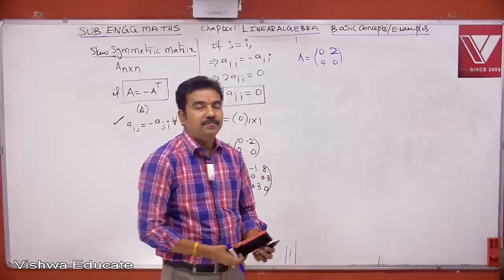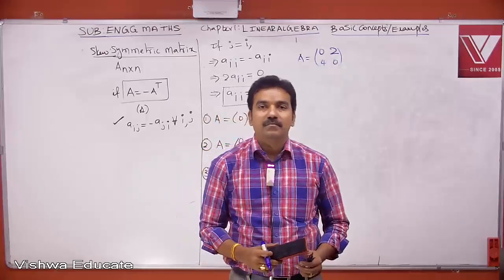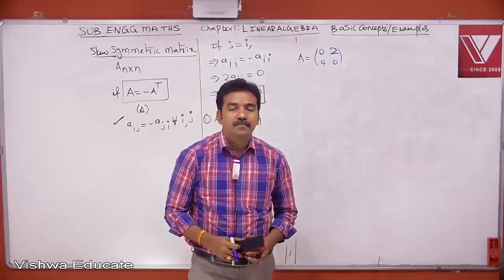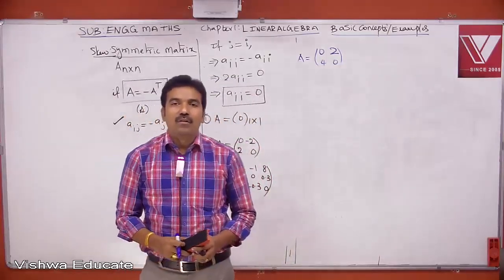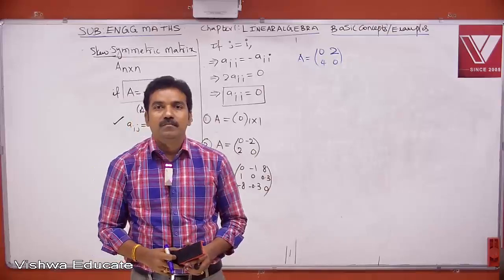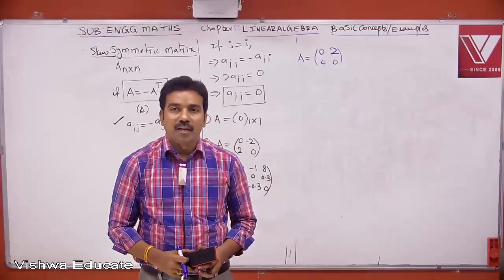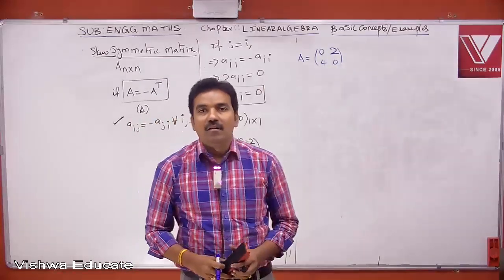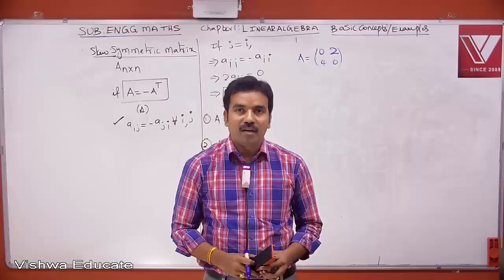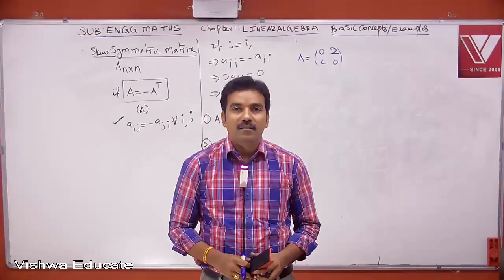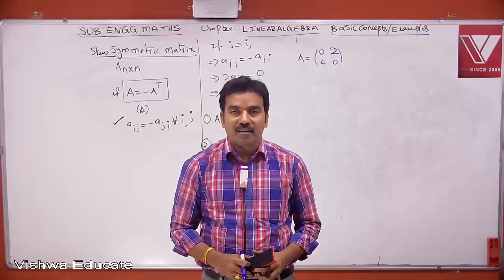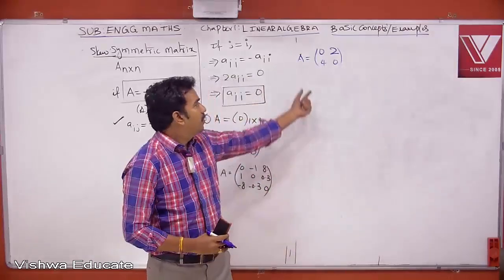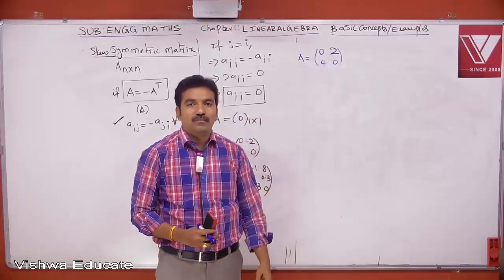Note this point also. The converse of the above may or may not be true. That is, if all diagonal elements of a square matrix are 0, then the matrix need not be skew symmetric. Counter example, A equal to 0, 2, 4, 0.